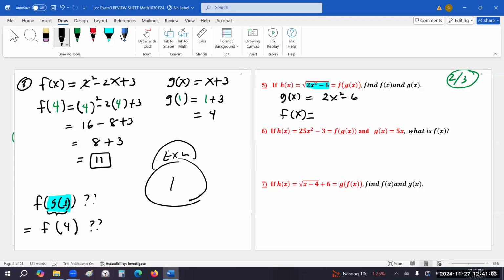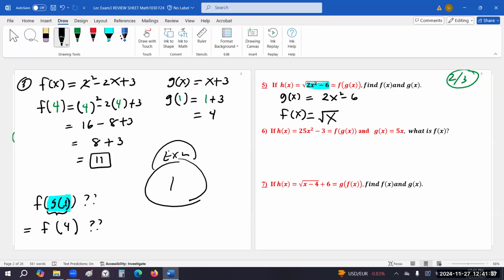So what is our outer function? Square root. And then since we pulled out our inner function, we replace that with an x. And that's it. Start with the inner function. For the outer function, replace all the inner function with just one x. Easy, right?